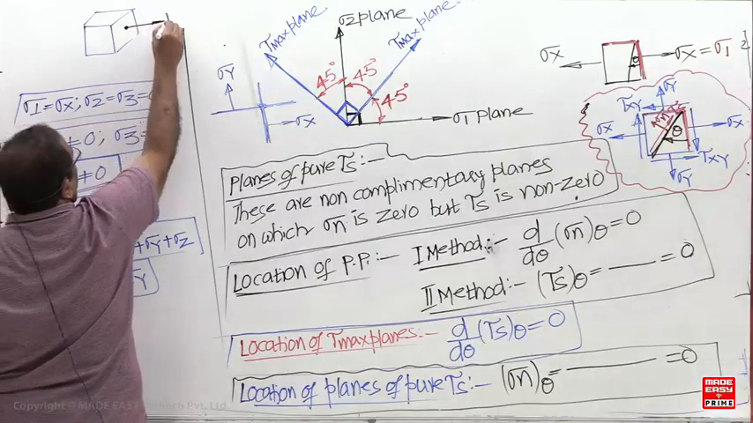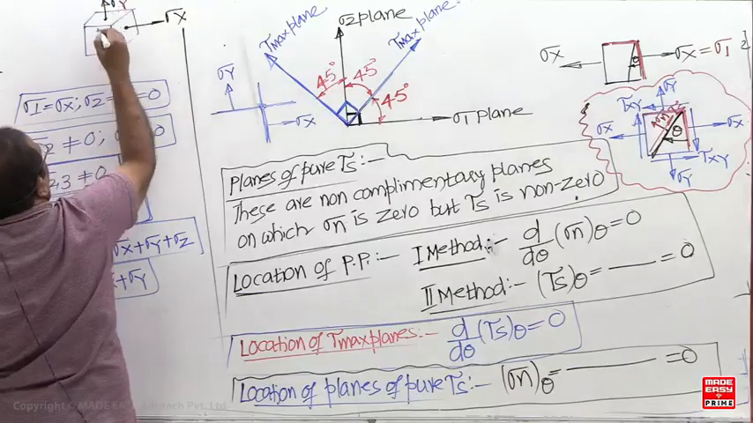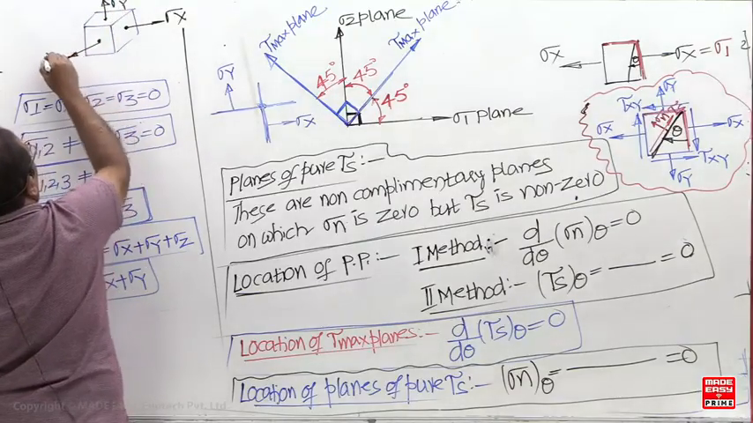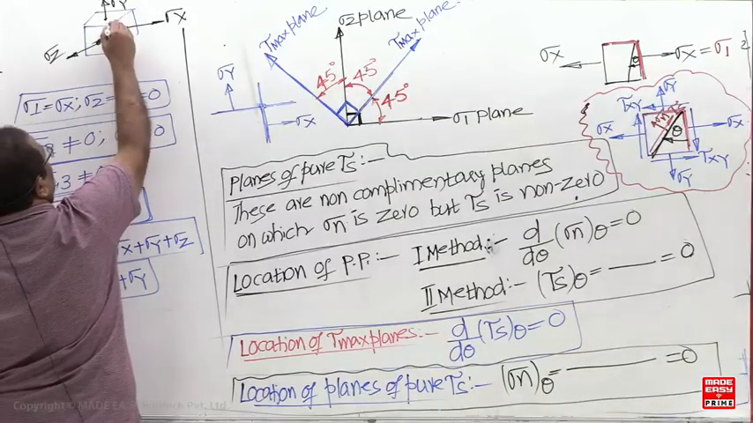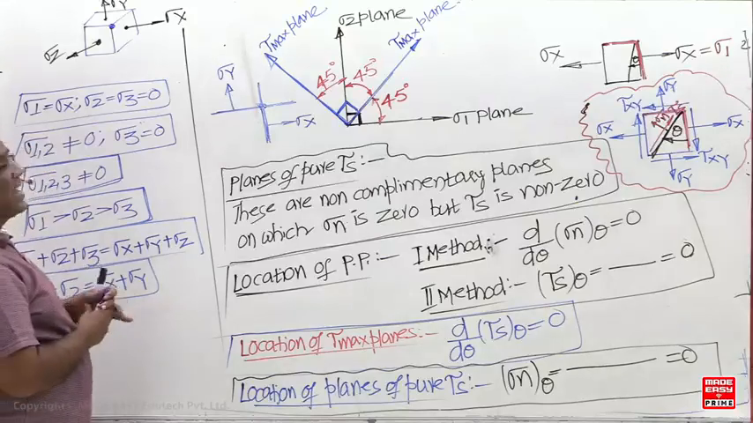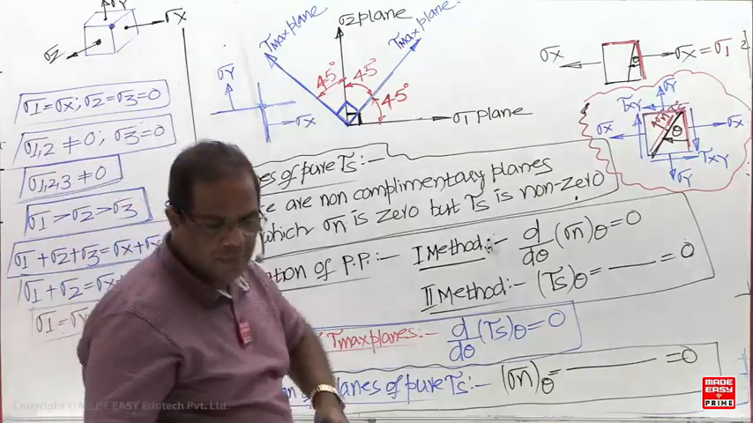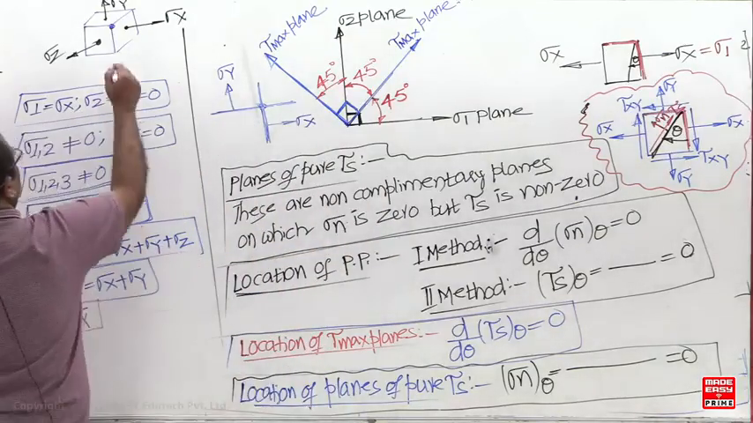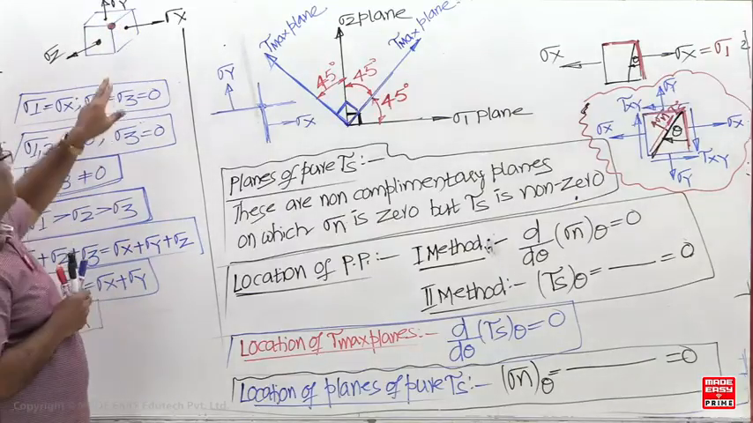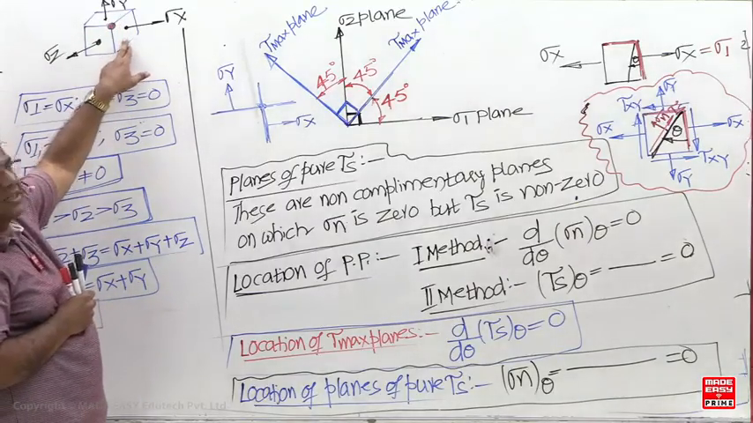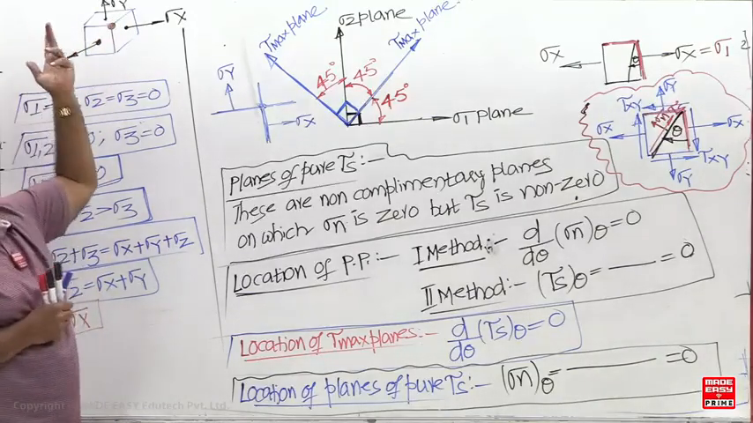Suppose this is sigma x. What is this figure representing now? These are all the planes passing through a point. So directly these three planes are the principal planes. This is one principal plane. On this plane shear stress is 0. On this plane shear stress is 0. On this plane shear stress is 0. So directly these three planes are the principal planes.